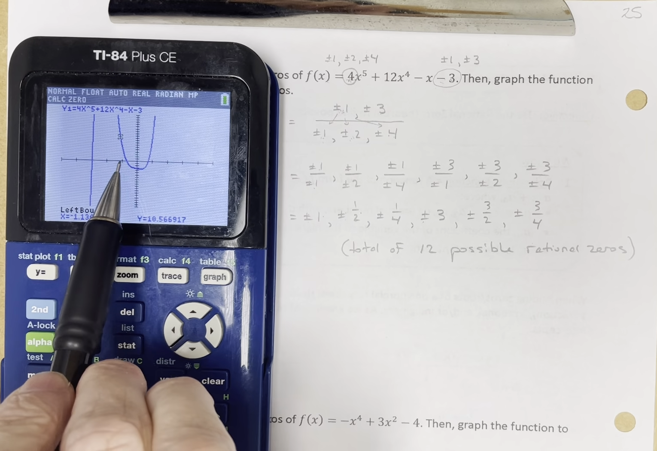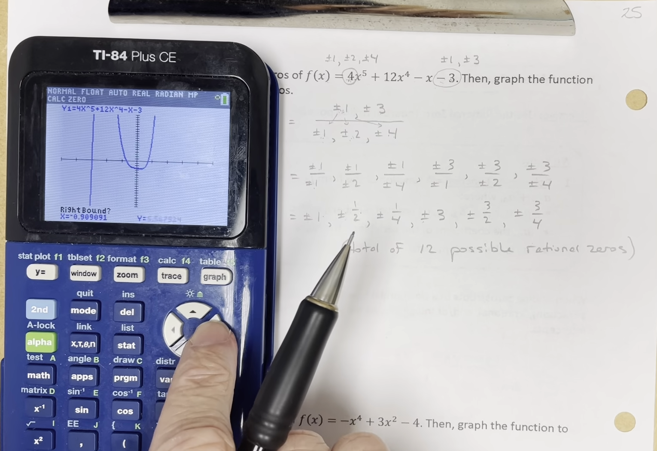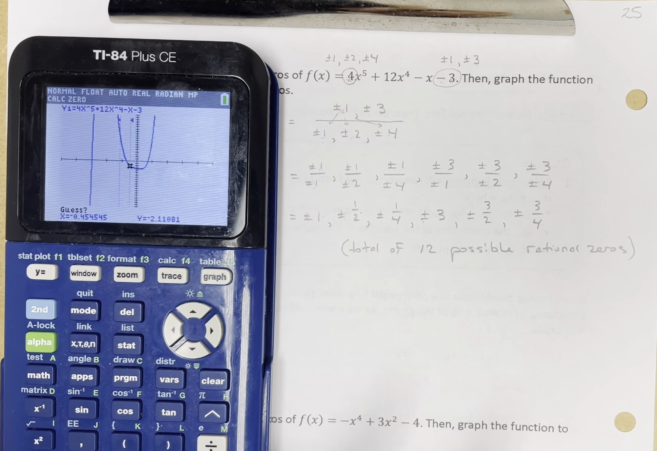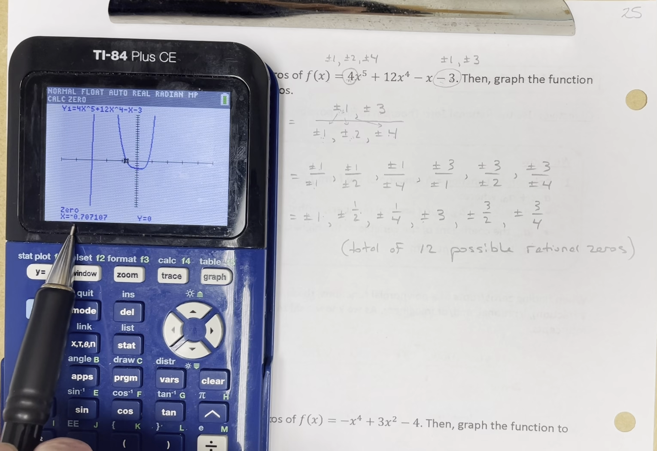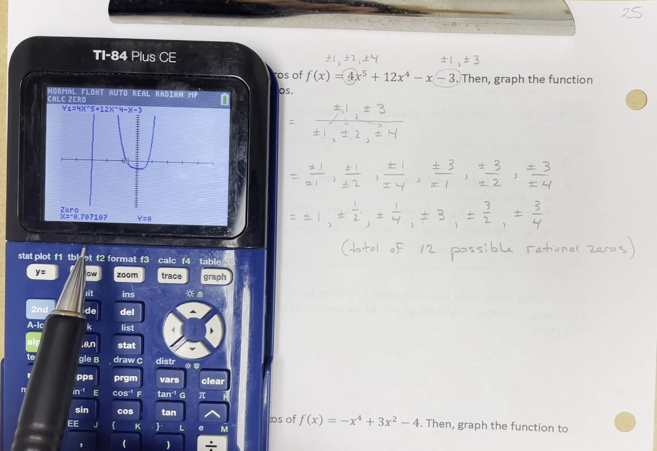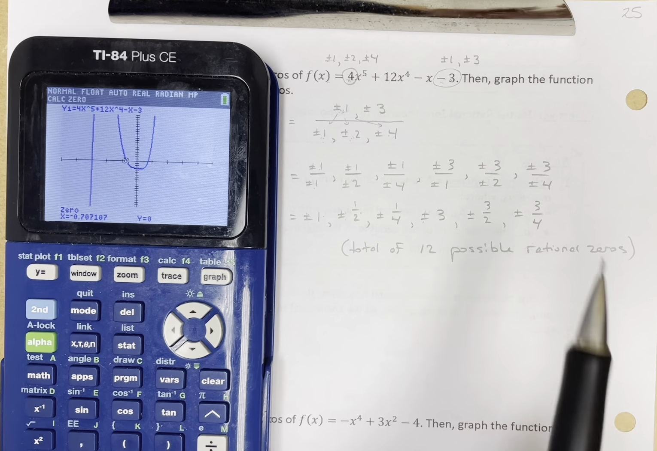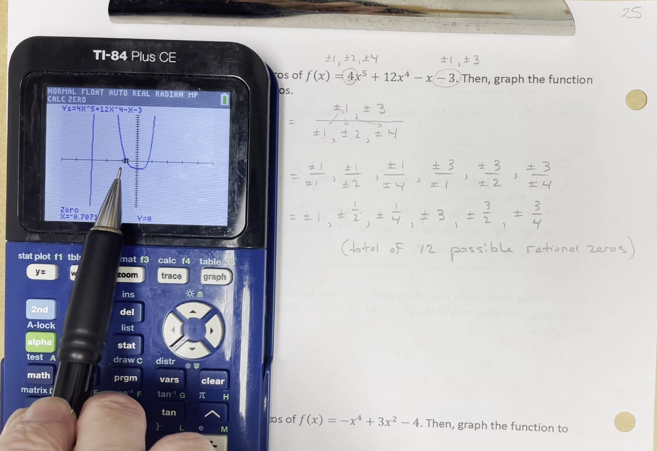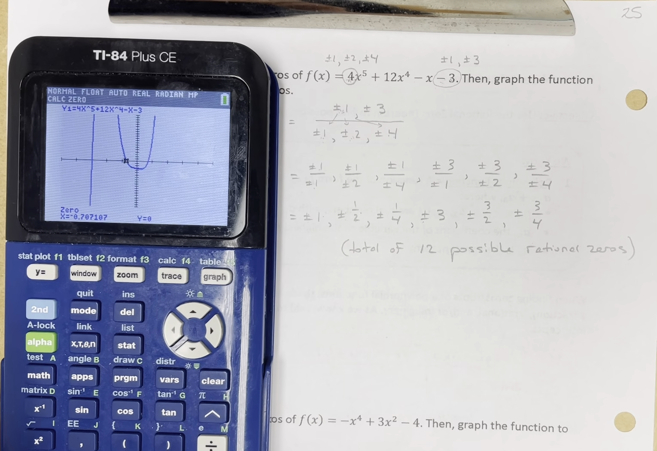I'm looking at this 0 right here. So I want to bound it. Okay, I just bounded it, and I want to check inside of those 2. And out comes -0.707070. That is not a rational number. It's not on my list. So that is a real 0, but it is irrational.